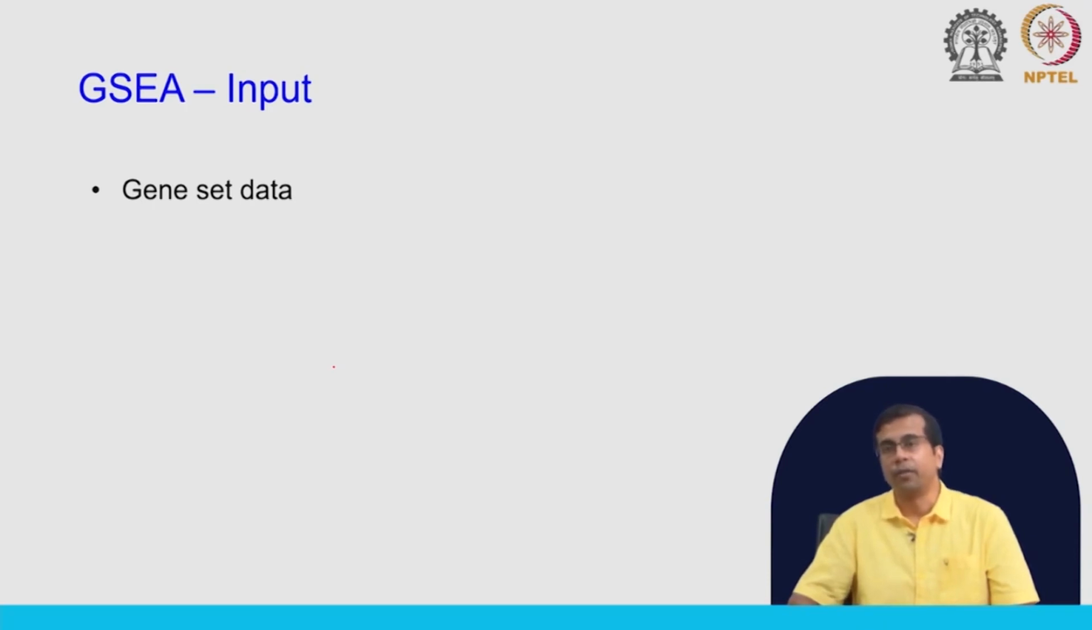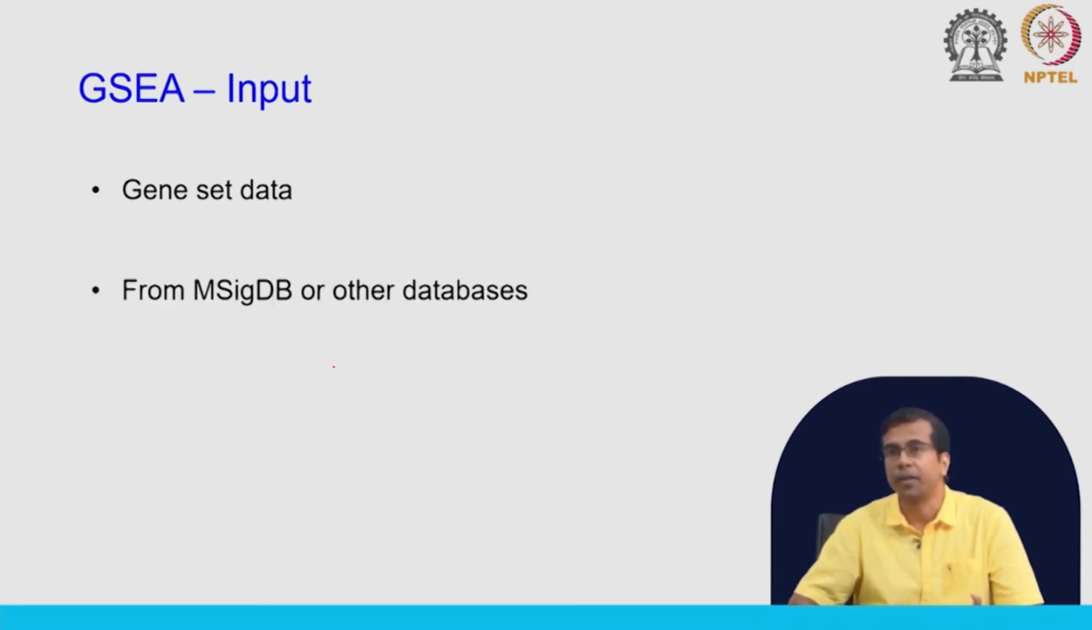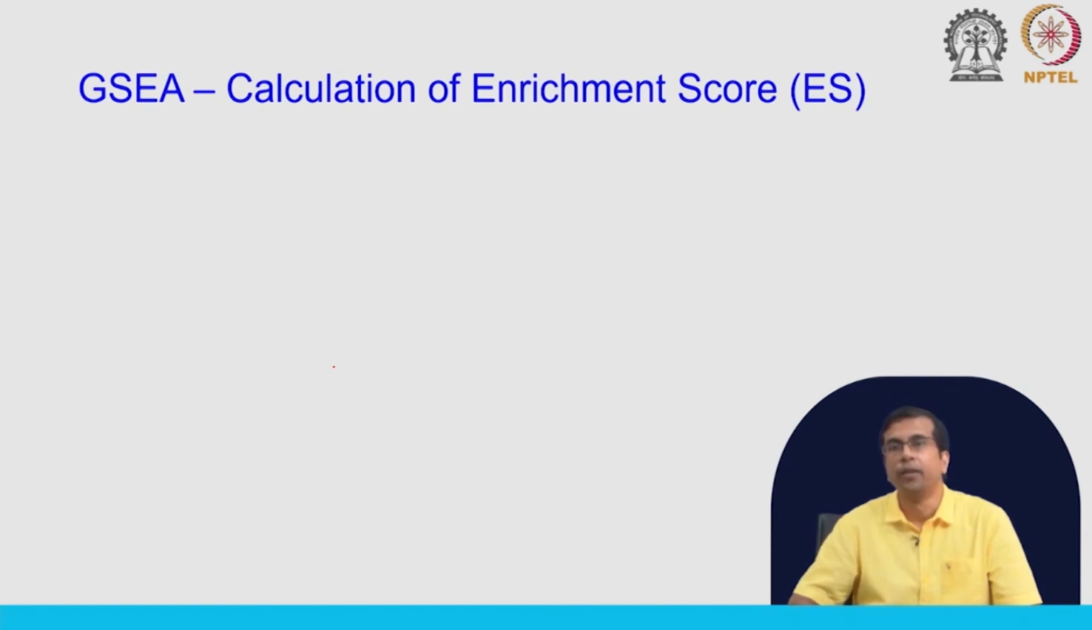Okay. So, as part of the input, you also need the gene set data. As I mentioned, you can get this gene set data from MSigDB or other databases, where you have genes that are part of specific gene sets or hallmark sets that are defined. And once you have this data, GSEA calculates something called the enrichment score or ES.